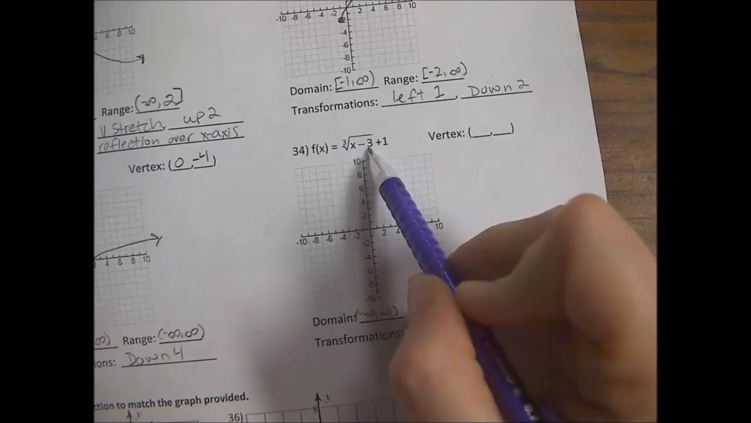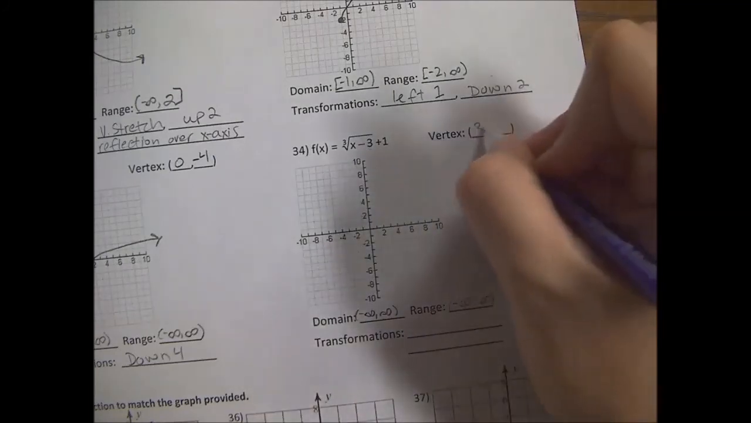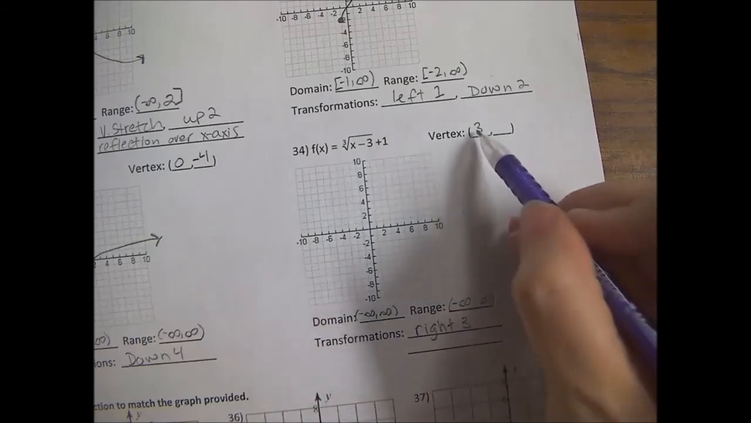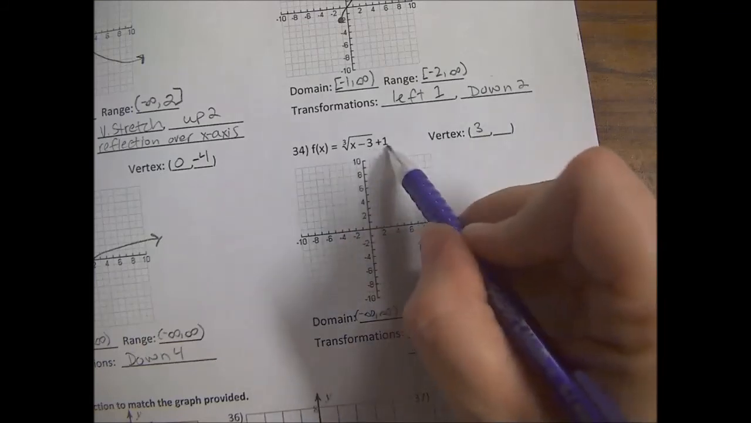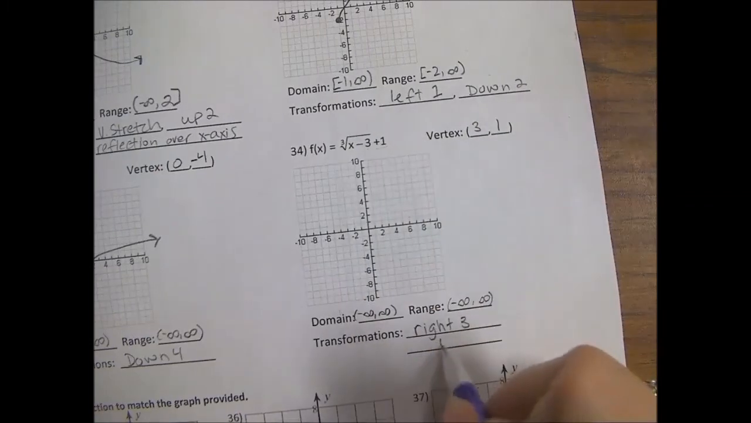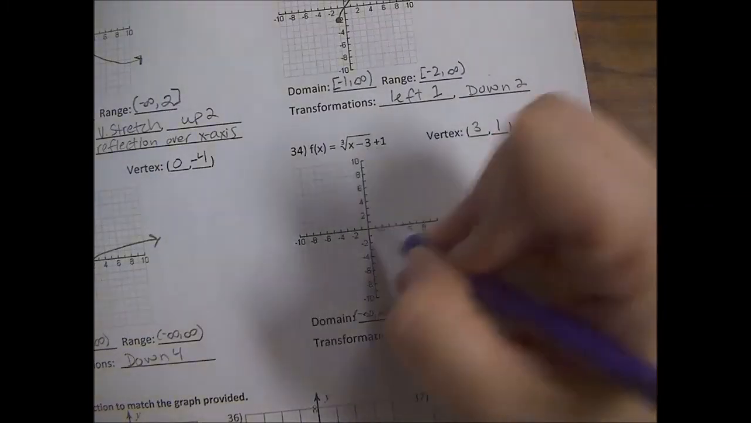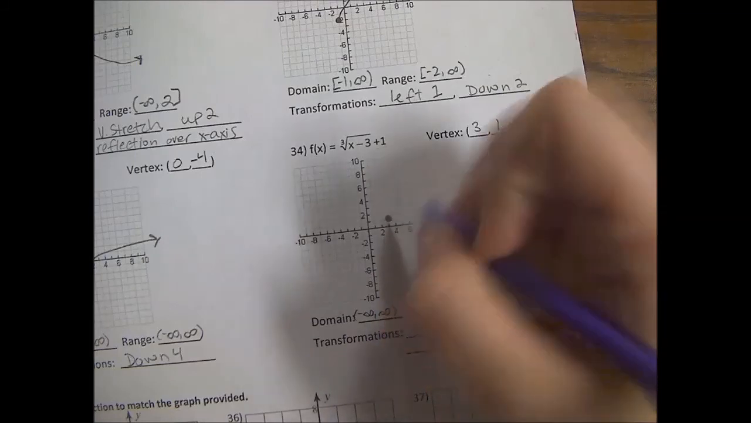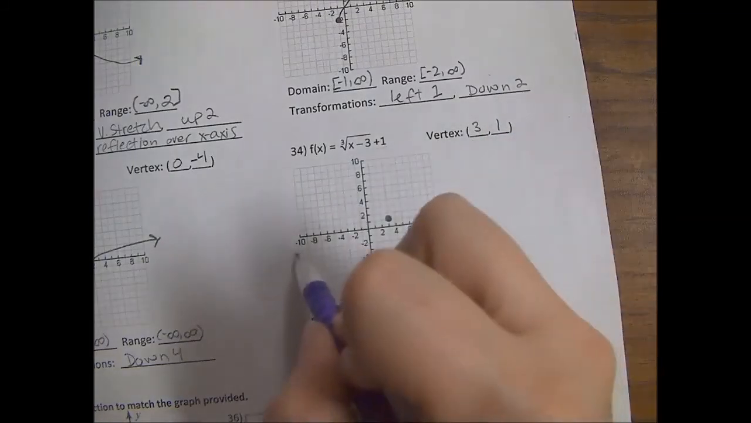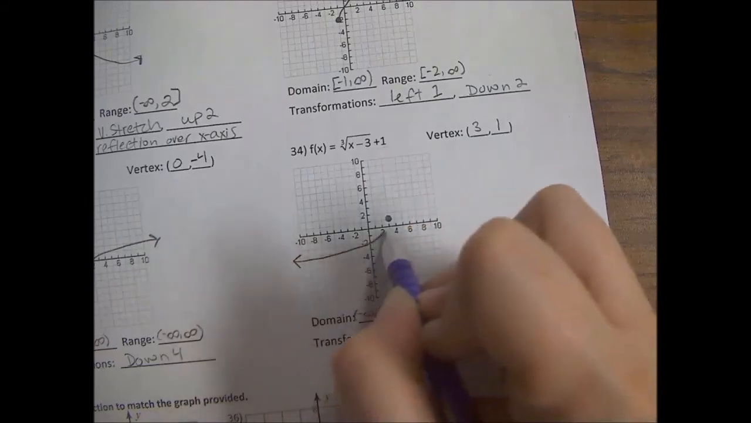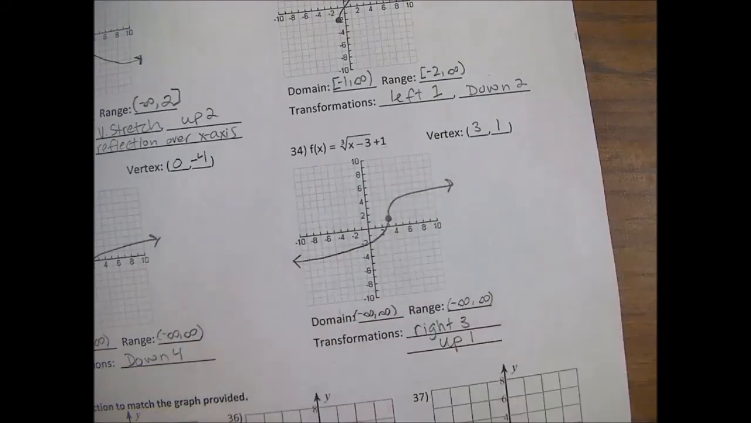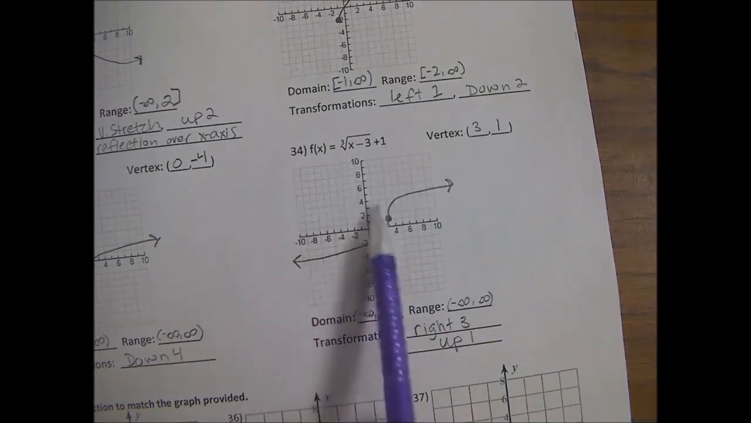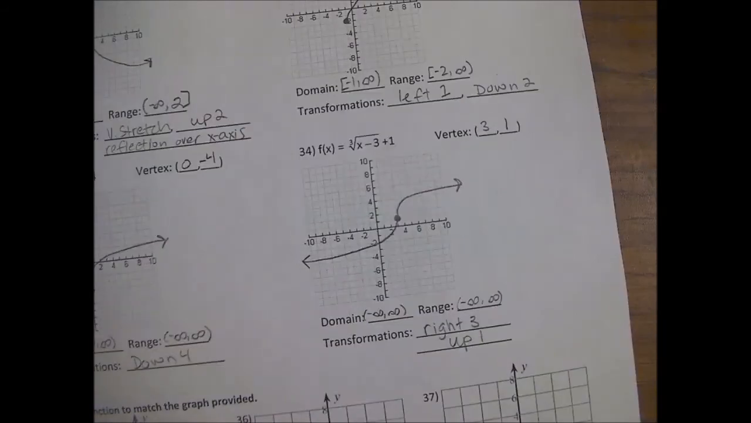All right, under my radical is a -3, which means I actually go to the right 3. So my vertex is 3 for the x, and then outside my radical is a +1. So we're going to go up 1 unit. So my vertex is now at 3, 1. Again, it's a cube root. There was no reflection. So we're going to come down here from the bottom. And there's my cube root function. If it was a reflection, I would actually come from over here and go down through it that direction.